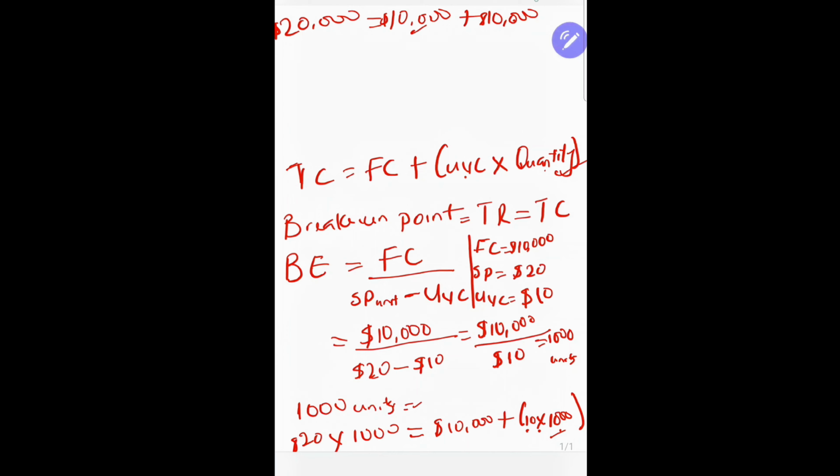It will now be 10,000. Now let's see. It will now be $20,000 equals 10 plus 10, which gives us $20,000. So now this $20,000 here is our total revenue, and this one on this side is our total cost. Remember we said our break-even point is when our total revenue is equal to total costs. So now this is our break-even point.